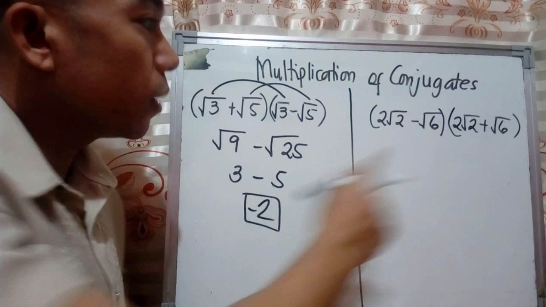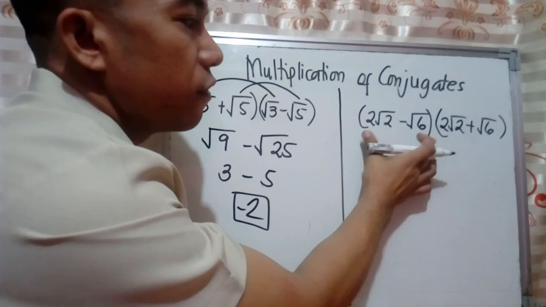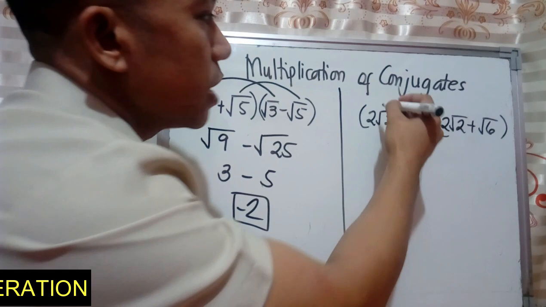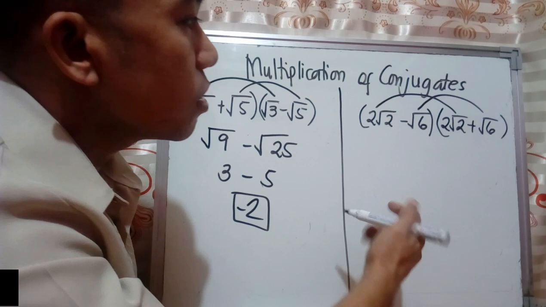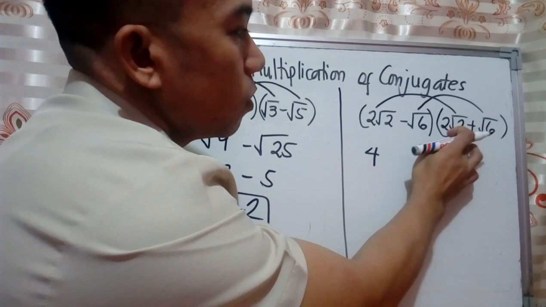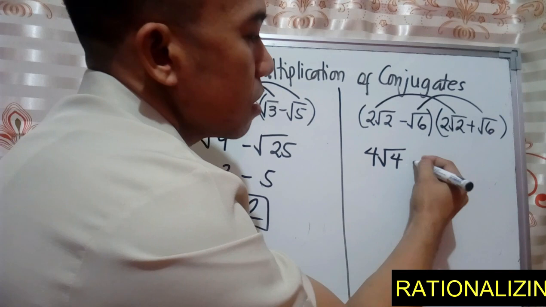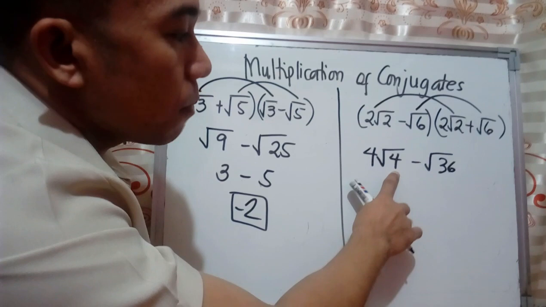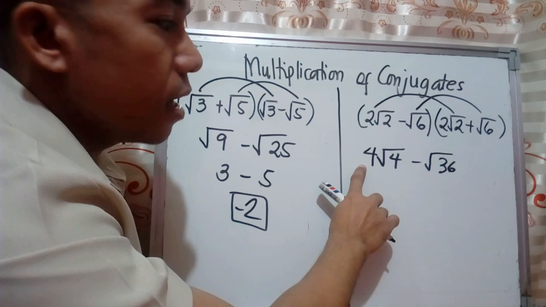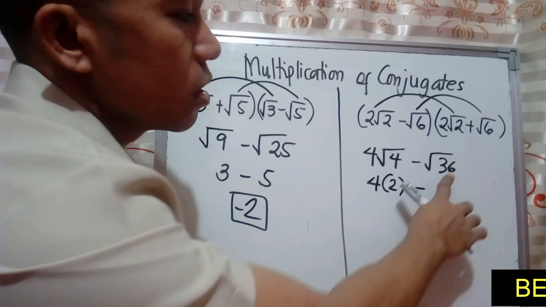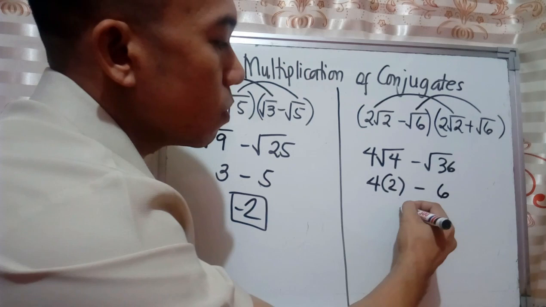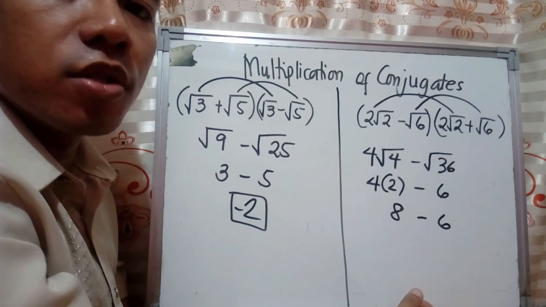Okay, what about this one? This is the conjugate of the other one, and this is the conjugate of the other one. So they are both conjugates of each other. So let's multiply the first and the last. Multiplication of the first, 2 times 2, which is 4. Radicand 2 times radicand 2, you have square root of 4. Then negative square root of 6 times positive square root of 6, this is negative square root of 36. So this is a perfect square. The square root of this is 2. We will multiply it by the outside numerical coefficient, which is 4 times 2, minus square root of 36, which is 6. So this is now 4 times 2, 8, minus 6. So the product of these two conjugates is positive 2.